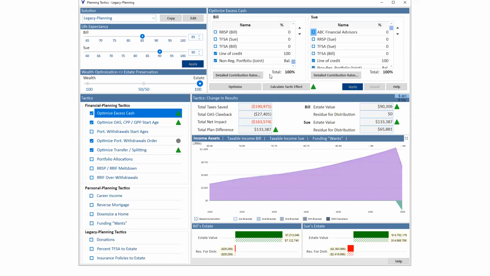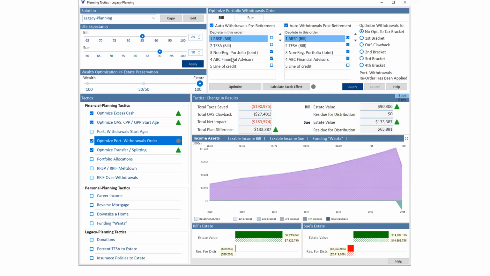And the same thing happens when you look at the portfolio withdrawals order. Again, in the past, if we look over here in the post-retirement period, what we used to see was non-registered portfolios on the top of the list. We'll draw from those first. We'll leave the RSP and TFSA so that they compound. But now that we're focused on the estate planning, we're going to draw from RSPs and TFSAs first, again, to maintain any liquid cash for estate planning purposes.